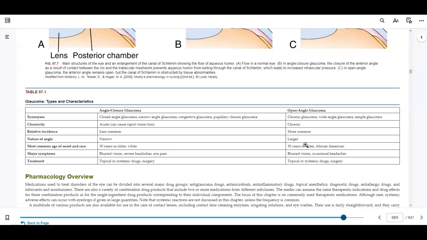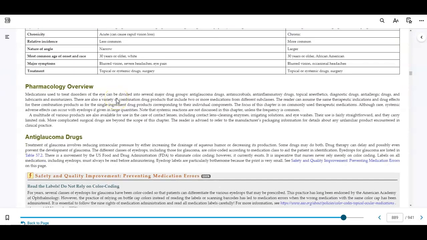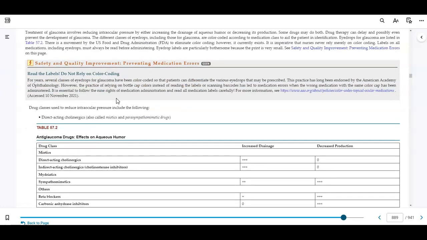So if you can understand what it is, too much fluid in the eye, then it makes sense that the type of treatment we're going to do is to get rid of that fluid behind the eye. So that kind of guides where we're going next. There's a couple of different medications when we look at our anti-glaucoma medications. The first one being our cholinergic medications.